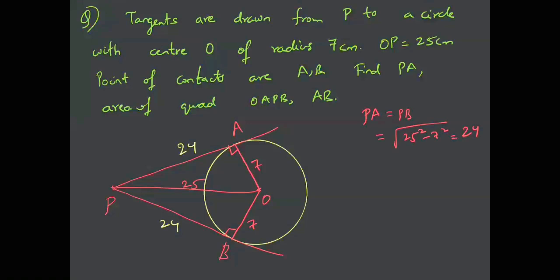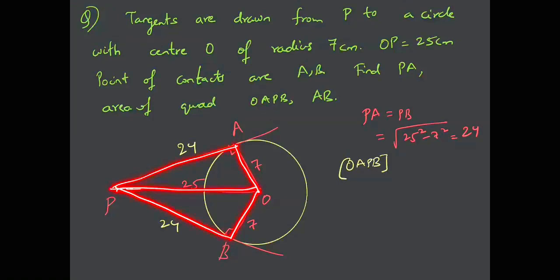Now area of quadrilateral OAPB. How do we find the area of quadrilateral OAPB? Okay, so I mean, we don't know any direct formula. I mean, we can use half product of diagonals, but we don't know the length of AB. So let us do one thing. Let us break it into triangles. So I will find the area of triangle POA plus area of triangle POB.